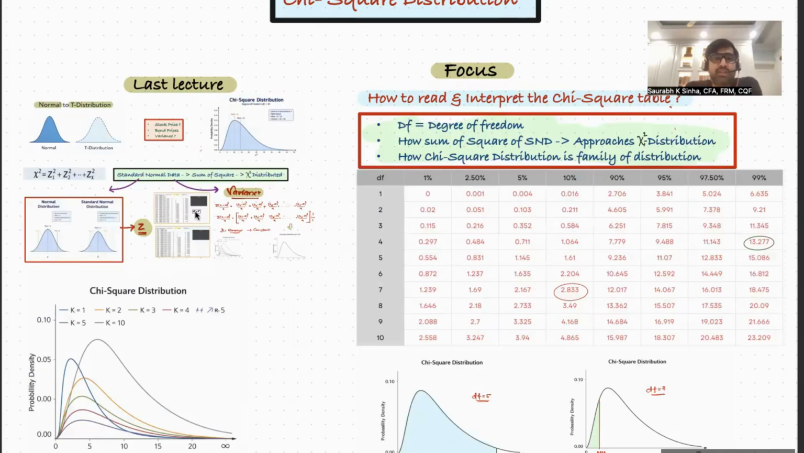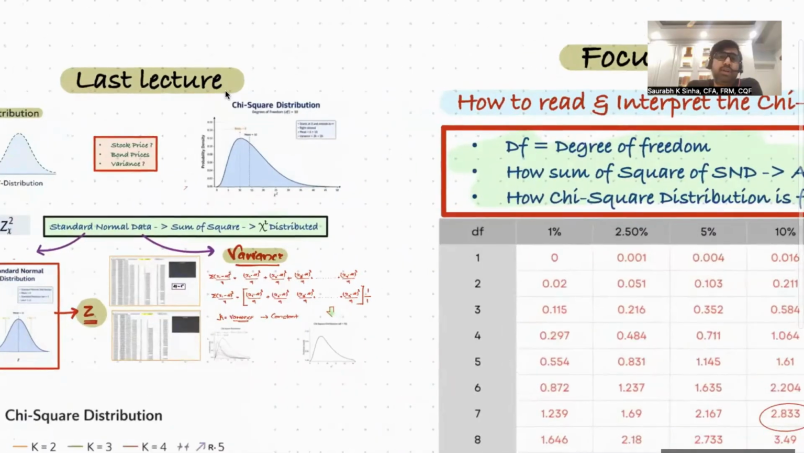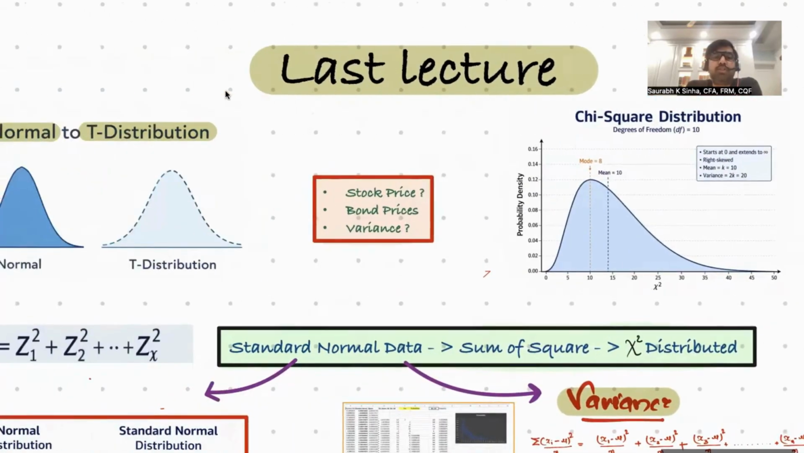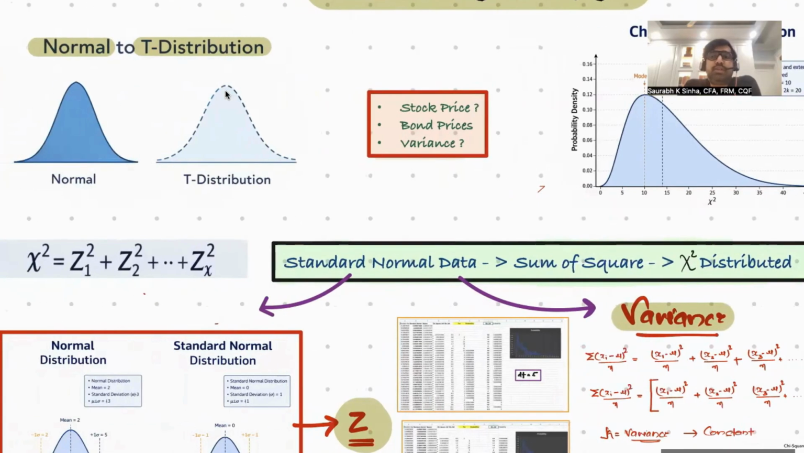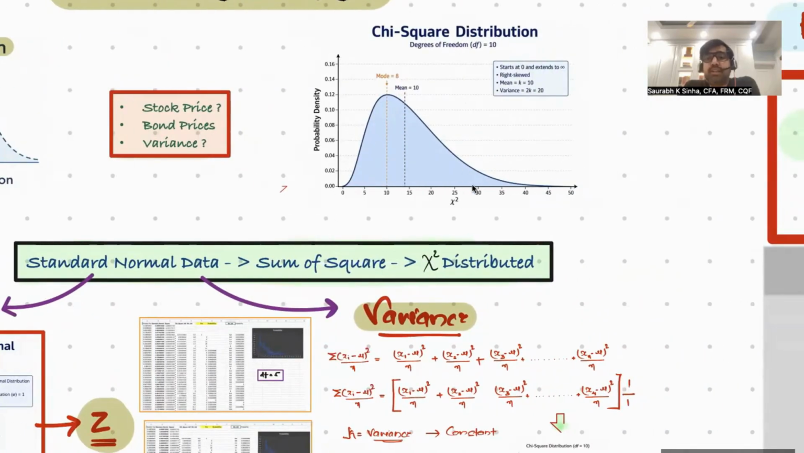In the last lecture, we discussed a very important concept: not every entity in this world follows normal distribution or t-distribution. Entities like stock prices and bond prices do not go negative. They don't have any value less than zero. Therefore, distributions like normal distribution and t-distribution don't work, because these distributions give you negative values, and in the left direction they go up to negative infinity. So we need a right-skewed distribution.